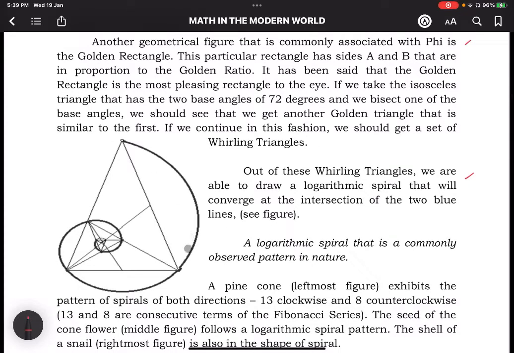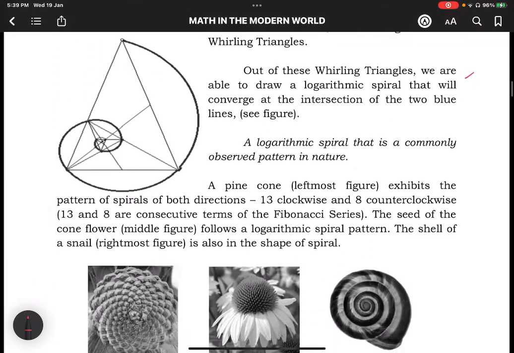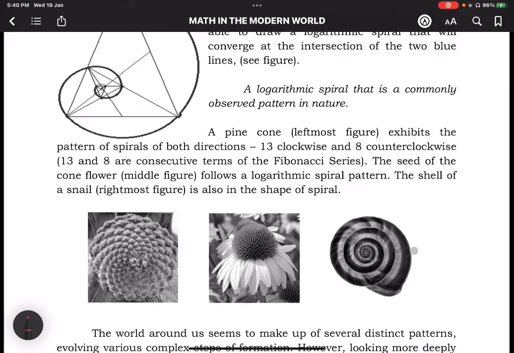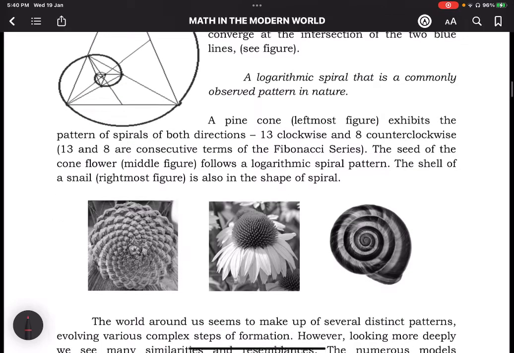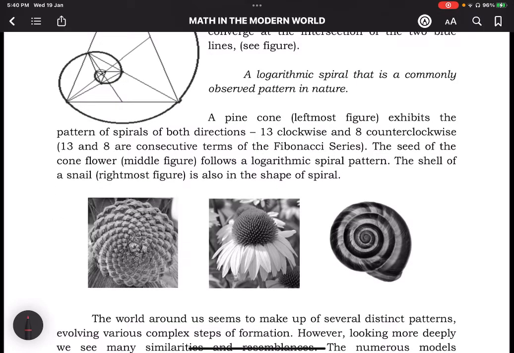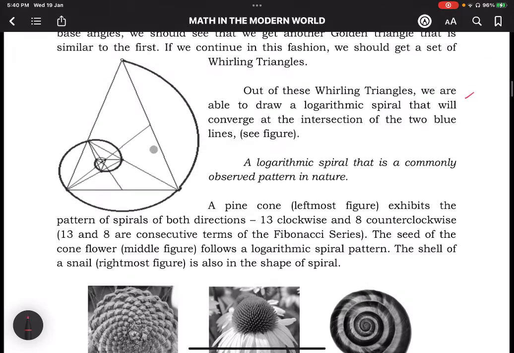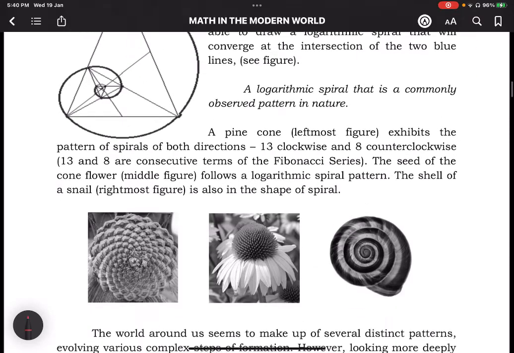At itong spiral na to, no, ay makikita daw natin sa nature, no? Katawan ng shell, no? And then also sunflower and also yung cone shapes nitong plants na to, okay? The spiral shape represents the logarithmic spiral, no, that is commonly observed, no, in nature.